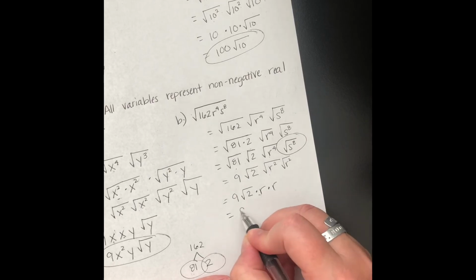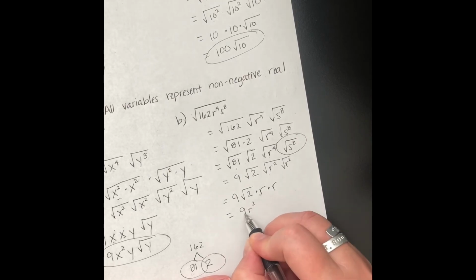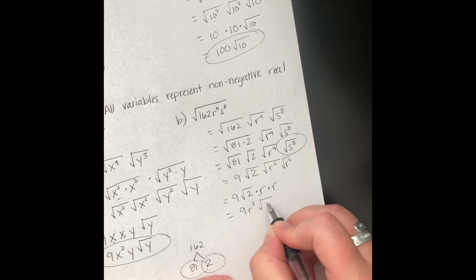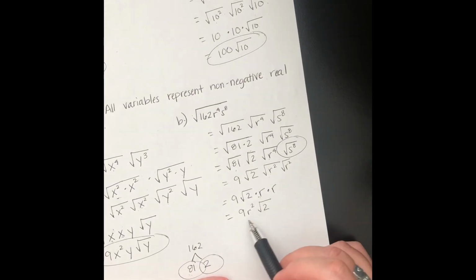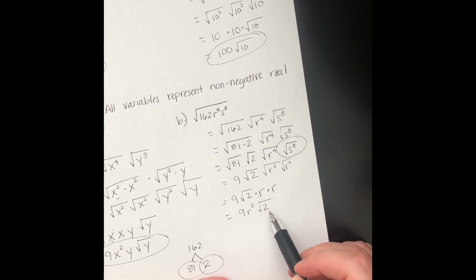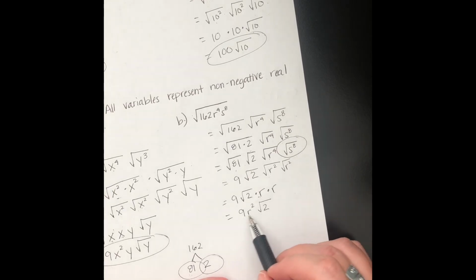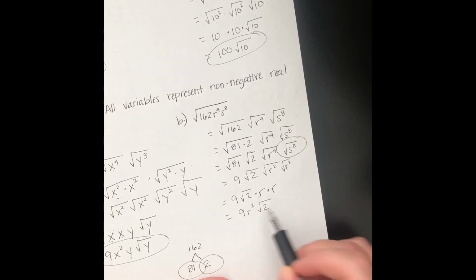This is the order you need to write it in. The number, then the variable, then the radical. 9r squared. So you need to combine them. 9r squared times the square root of 2. Put the number, then the variable, then the radical.